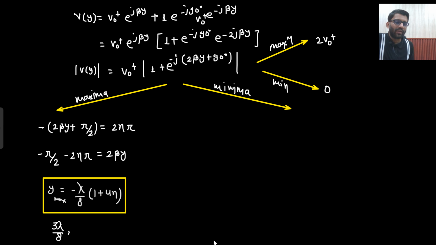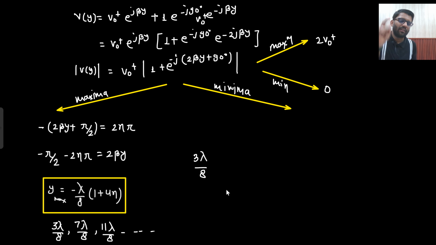Then lambda by 2 will keep on adding, or you can put n equals to minus 2. If you put n equals to minus 2, what are you getting? 7 lambda by 8. Then 11 lambda by 8. In that manner it will keep on going. Now this is the location of first maxima. Then minima could be at minus lambda by 4 or plus lambda by 4.